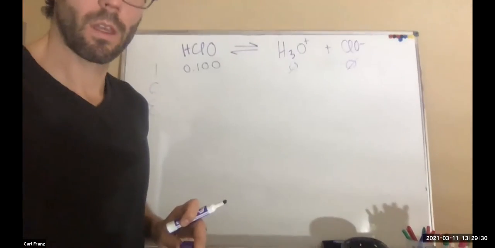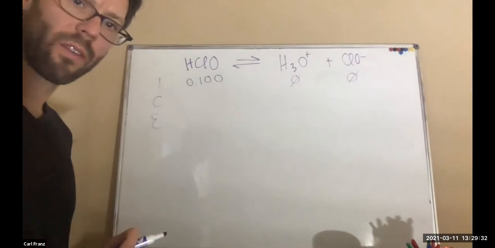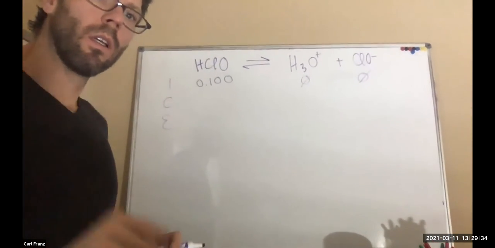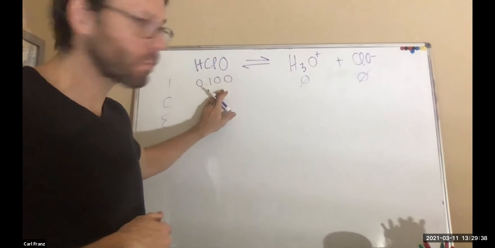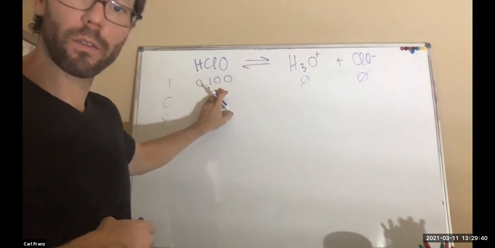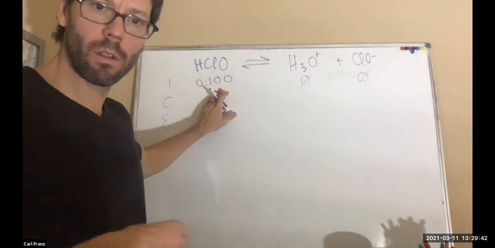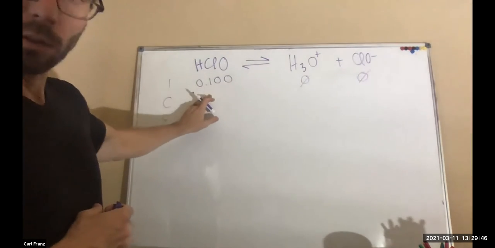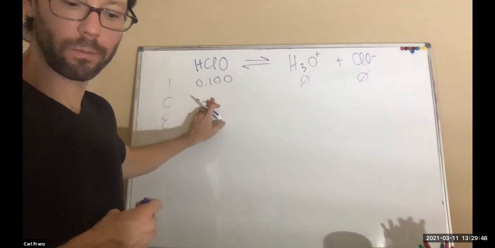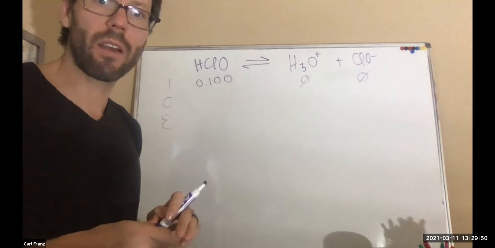Okay. So this is what I've got so far. I've written out the reaction. I've put in our 0.1 for the concentration. And now we just got to fill out the hydronium ion concentration. And so did anybody get that far?